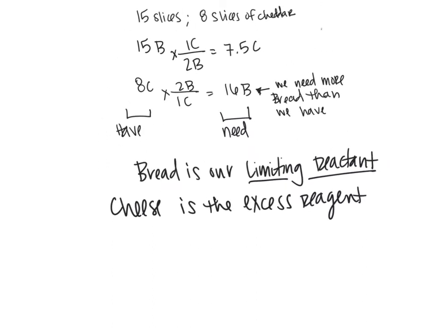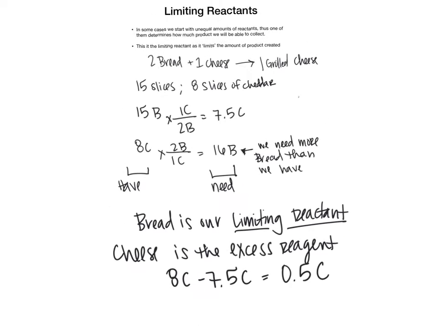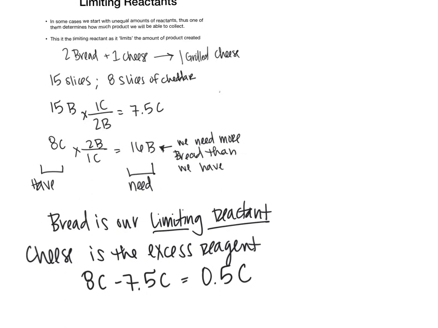And so a lot of times we want to ask, well, how much is left over? For the purposes of this, we're going to use all the bread. The excess reagent is how much cheese is left after we've used everything we have. So if we have 8 cheeses minus the 7.5 cheese that we're going to use, we're going to be left with half a slice of cheese. So a limiting reactant question feels like it's got to be really complicated, because we need to figure out how much did we have, how much do we need. So far, none of these calculations have told us how much product we made. So how many sandwiches did we make? The last thing we want to do is ask that question.